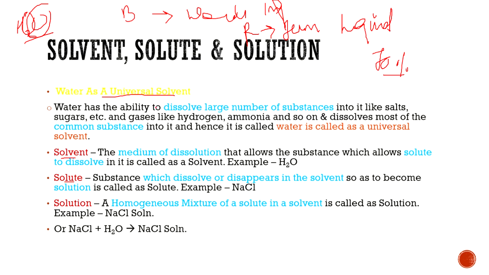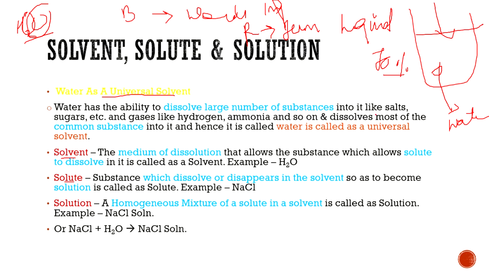Why is water called universal? Because water has the ability to dissolve a large number of substances. For example, you take some water. Let me say this is water. Now I will take some salt and put it in it, and use a spoon to stir it. What happens? It will dissolve, and now it forms a solution. If you use salt, you will get sodium chloride solution.